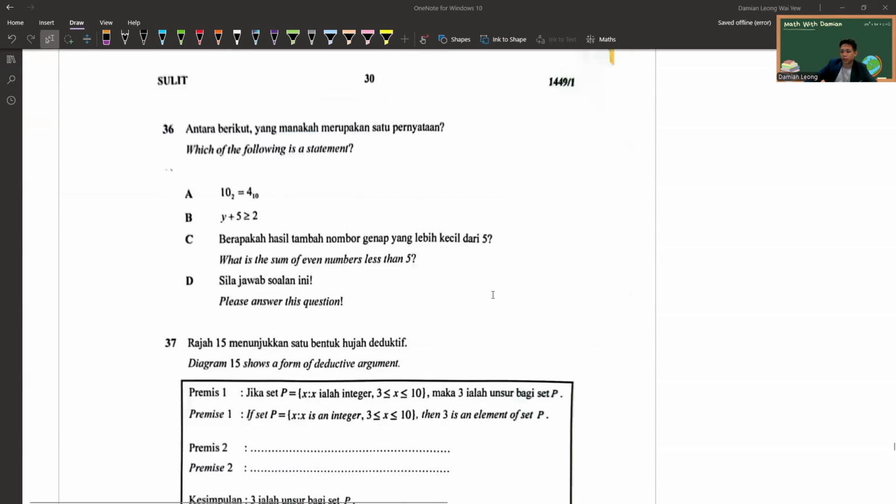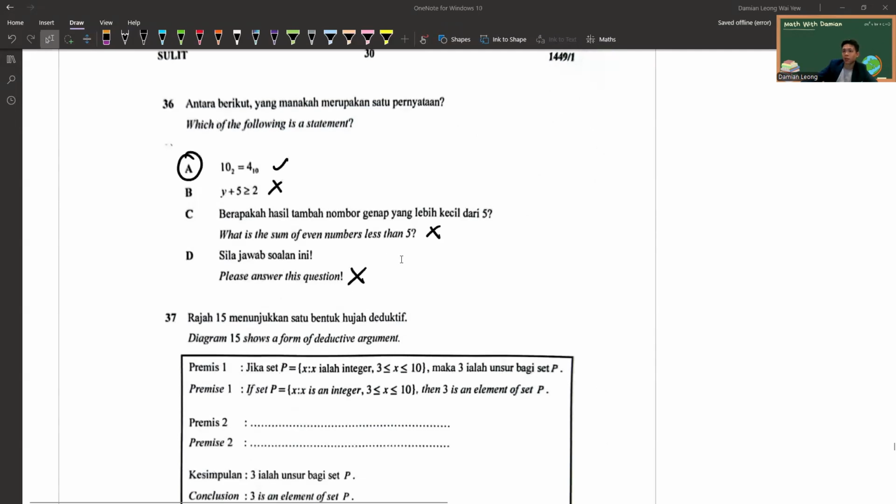Then question 36. Which of the following is a statement? 10 base 2 equals 4 base 10. An equation is a statement. This one, an inequality, can be a statement, but there's an unknown. When there's an unknown, we cannot be sure whether it's true or false, so it's not a statement. A question is definitely not a statement. An instruction is also not a statement. So the only statement would be A. Question 36, answer A.